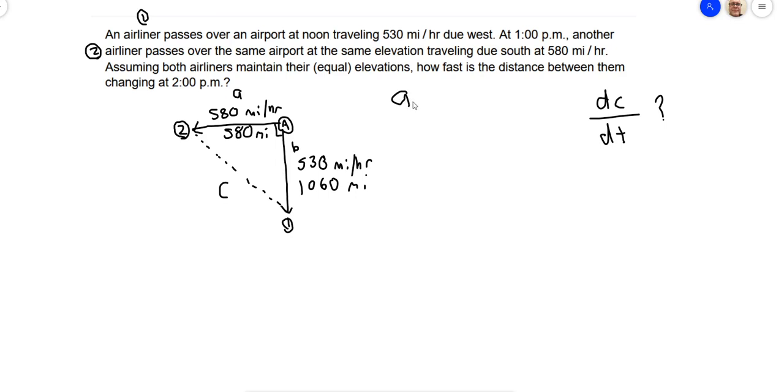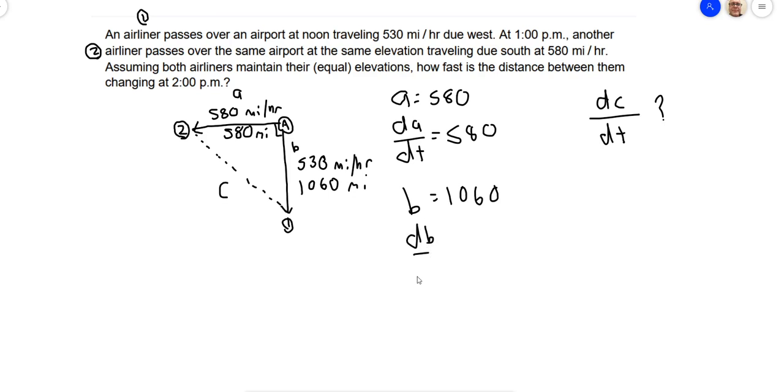Well, they're giving us that A is equal to 580. The rate of change of A with respect to time, that's the speed. That's going to also be 580, because that's 580 miles per hour. And then we have B, which is going to be equal to 1,060. And then we have the speed, which is the rate of change of B, which is going to be dB over dt.